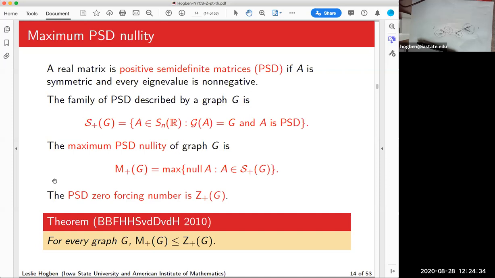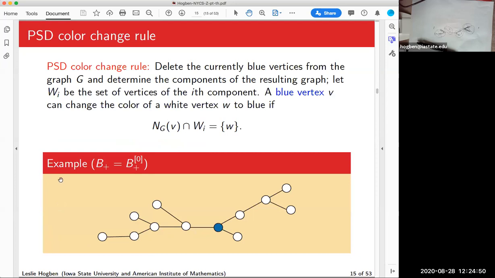It is a theorem. You'll notice that I don't have any sketch of the proof here, and that's because it involves some extremely deep linear algebra involving what's known as the column inclusion property, and it's outside the scope of this talk. So I want to just define the positive semi-definite color change rule for you and illustrate it. So we're going to use the same color change rule, but we're going to apply it a little differently.